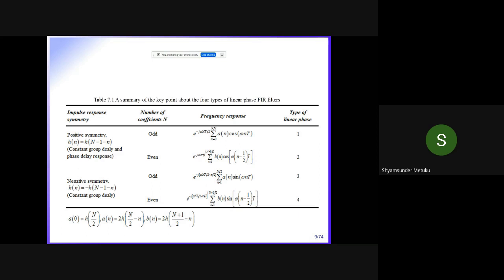So when you have four mathematical equations, in all equations A of n and B of n, two different symbols are used to represent a signal or impulse response, isn't it? Yes or no?